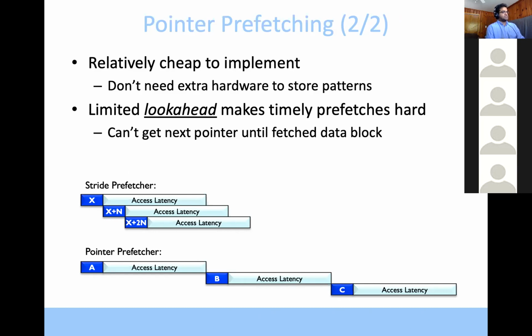I guess then the question becomes, can we do better? What else can you exploit about a linked data structure that allows you to figure out where to go? How would you design a prefetcher for a linked data structure?